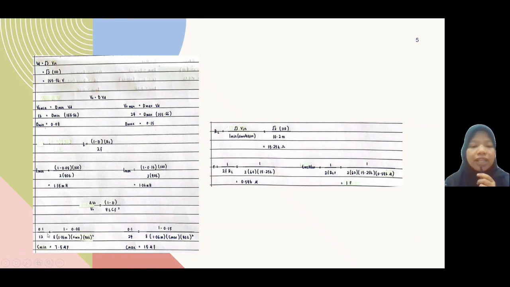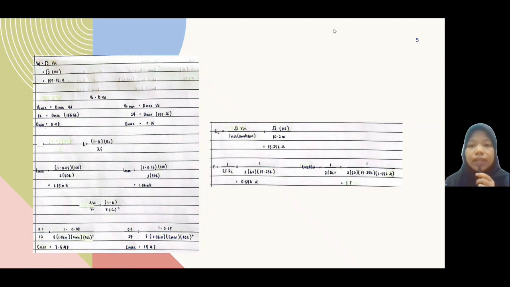Next, we need to find the Cmin and Cmax. The formula we use is delta Vout over Vout equals 1 minus D over 8LCF squared. The L we get from the above, then the frequency is 40k also. The delta Vout is 0.1. So we put all the values, and we get the Cmin is 7.5 microfarad. Then the Cmax we get is 15 microfarad.